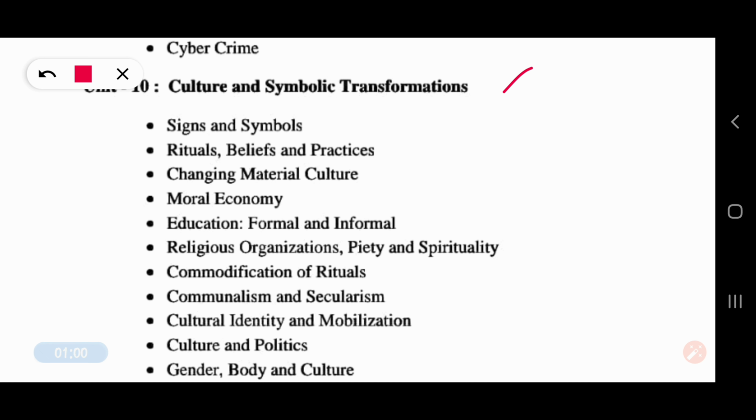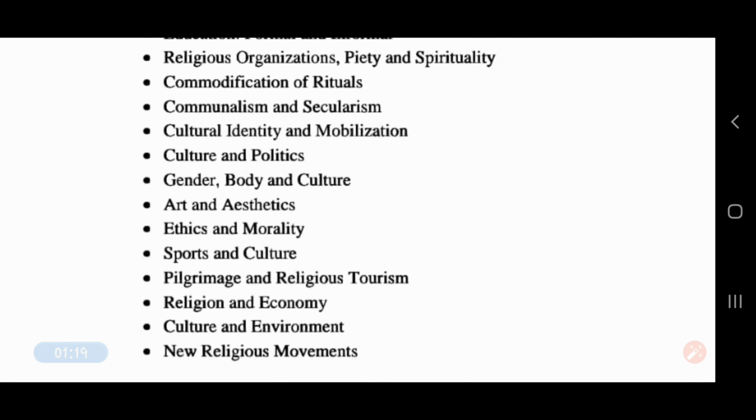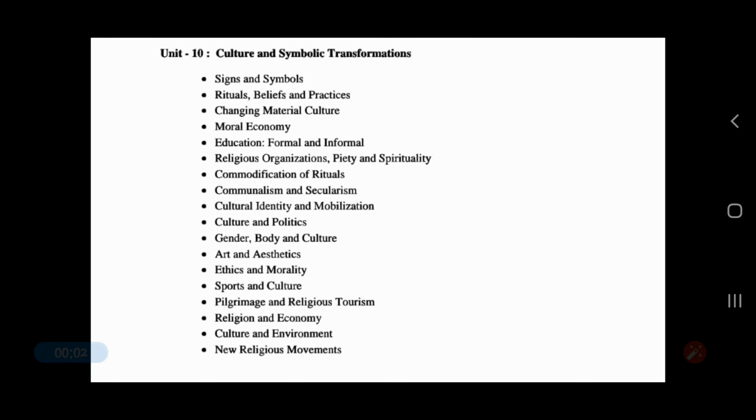changing material culture, moral economy, education, formal and informal, religious organizations, piety and spirituality, commodification of rituals, communalism and secularism, cultural identity and mobilization, culture and politics, gender, body and culture, art and aesthetics, ethics and morality, sports and culture, pilgrimage and religious tourism, religion and economy, culture and environment, new religious movements. So this is also a relatively new addition in the syllabus.